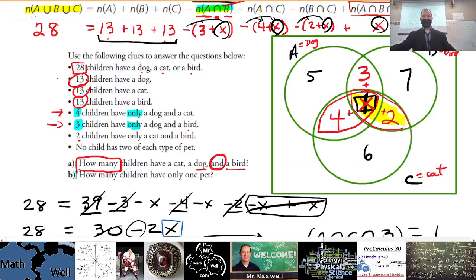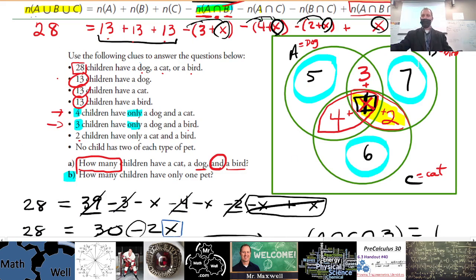All right, so actually B does ask us about these numbers. How many children have only one pet? Okay, so I filled in the rest of these numbers because I had to make sure that each set here, so this set as a whole, for B, that's a bird, has to equal 13. So I did, this is going to get real messy here now. So I did 3 plus 1 is 4 plus 2 is 6 plus 7 must be 13. So that's how I put that in there.